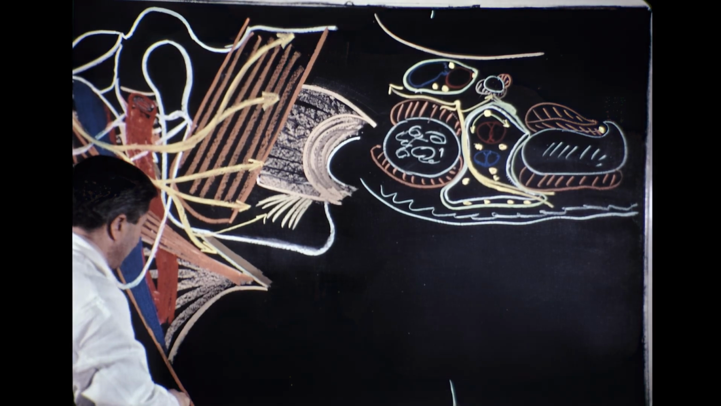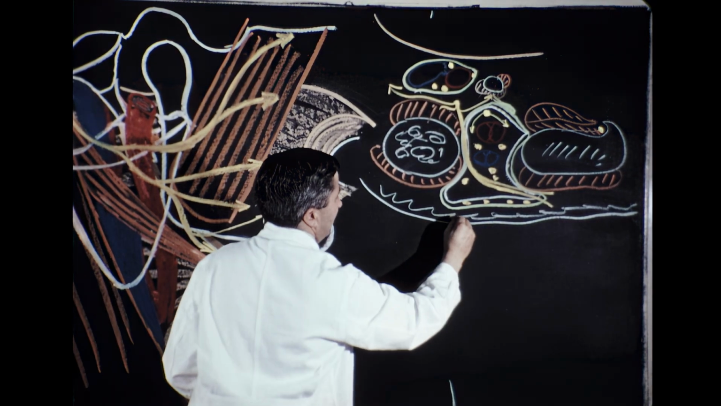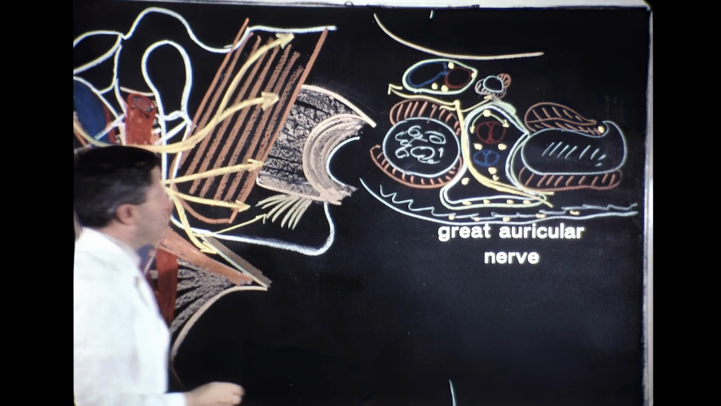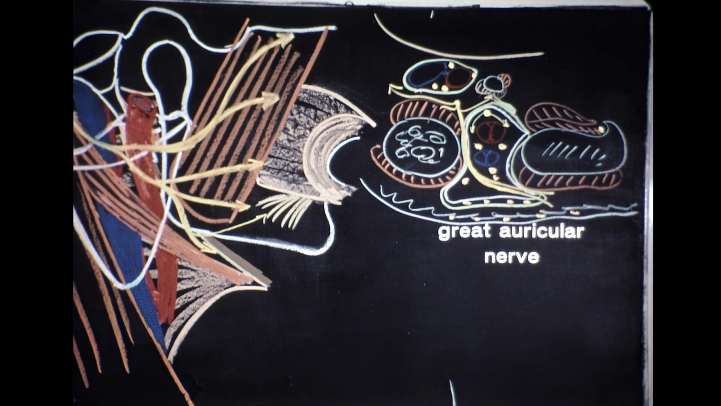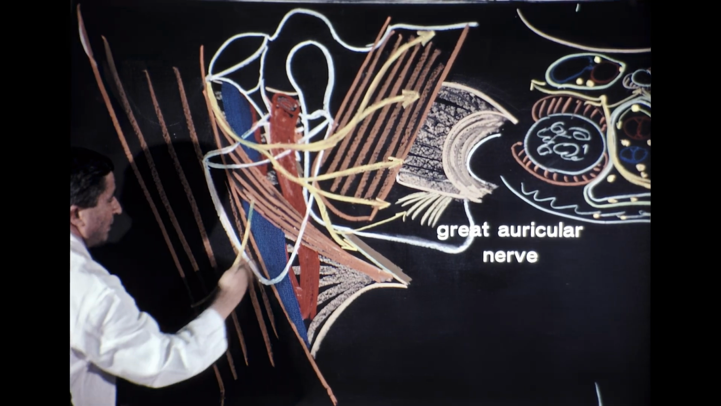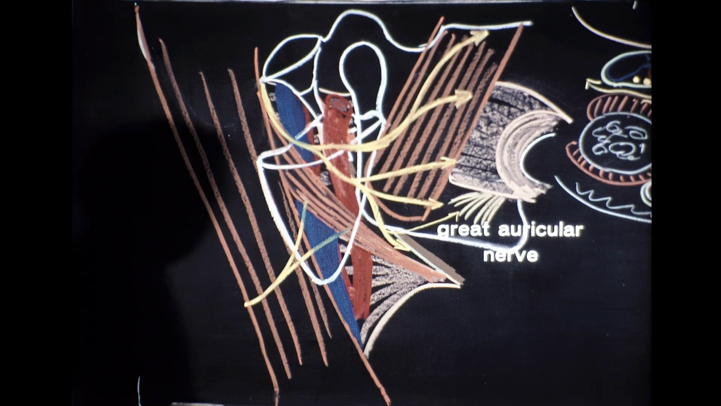and to remind you that supplying the skin over this region, we have the great auricular nerve. The great auricular nerve arising from the anterior primary rami of C2 and 3 is passed around in this region over onto the angle of the jaw.